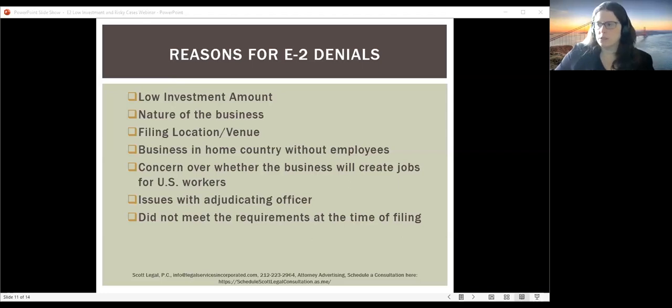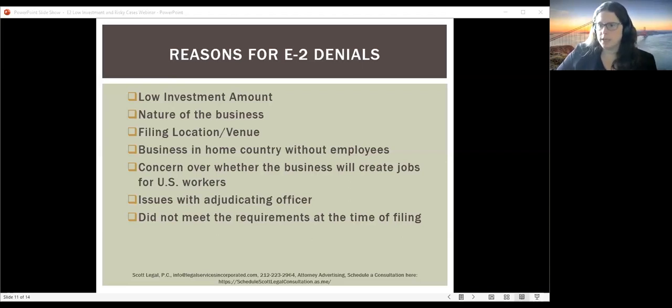Related to this, concern over whether the business is going to create jobs for U.S. workers. As I mentioned, with consulting companies, they're worried you're going to come in and operate as a solo consultant. They want to make sure that the business is actually going to create those jobs for U.S. workers.